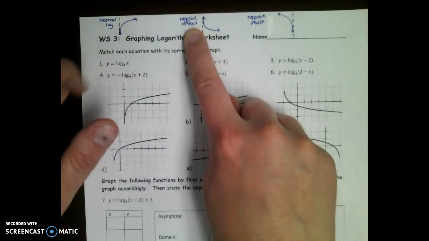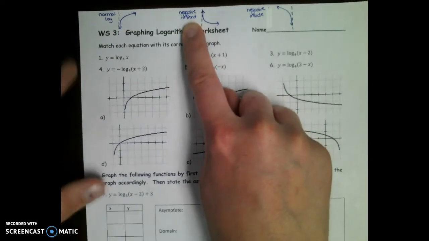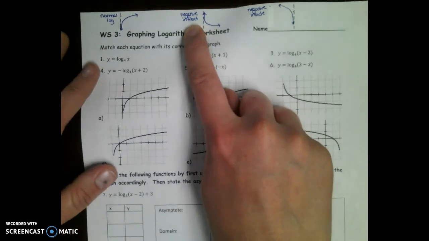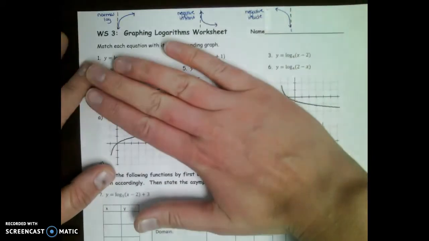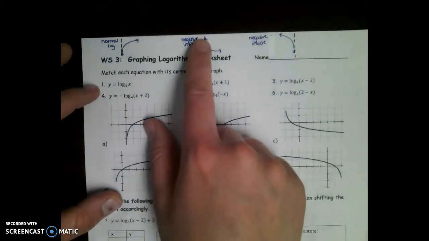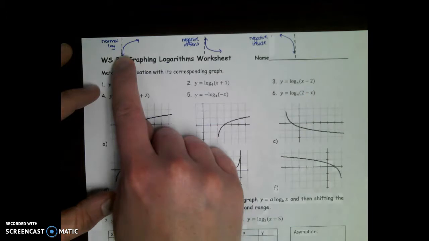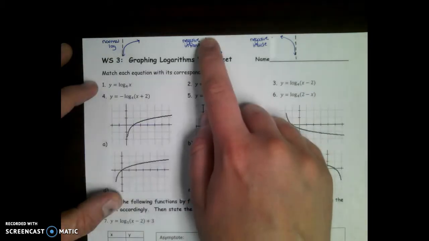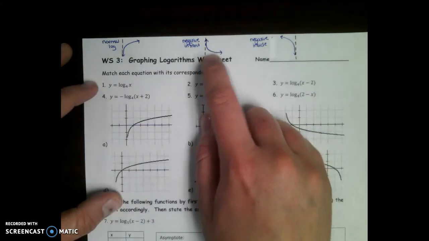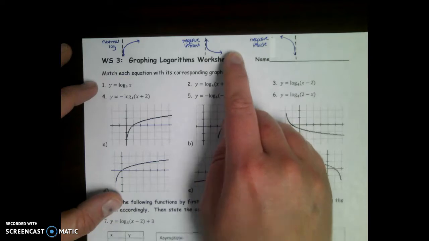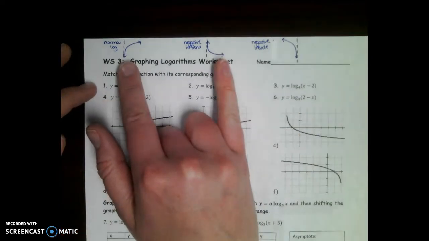If we put a negative in front of the log, it will take that log and flip it vertically. So instead of this left end pointing down, the left end will point up, and it will curve down and to the right. So do you see how these two are vertical flips of each other?